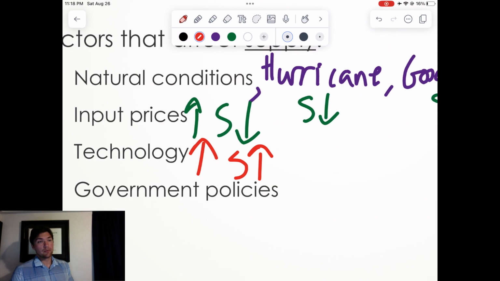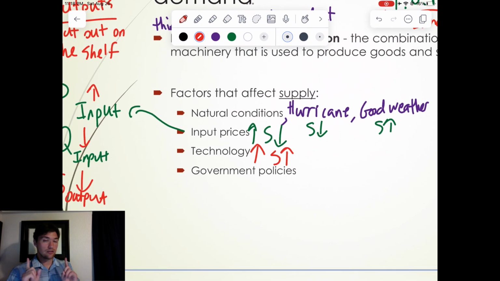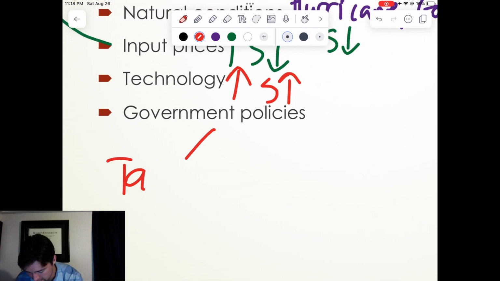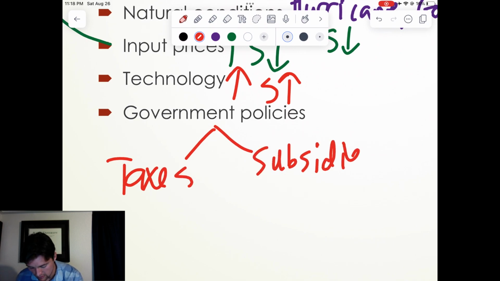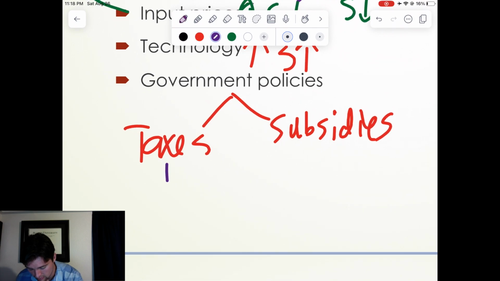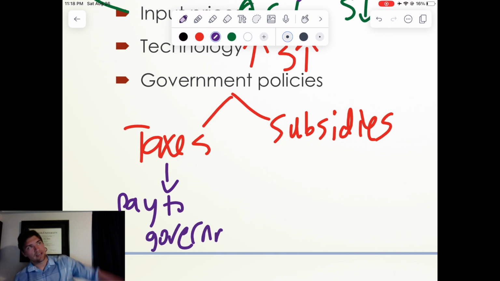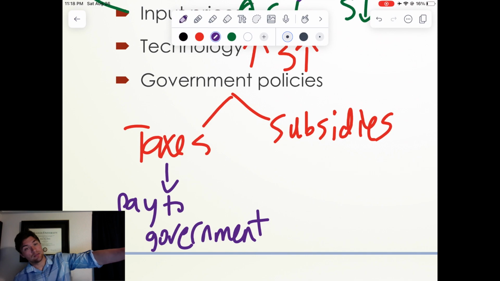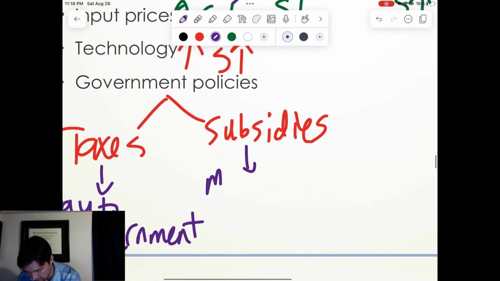Now, government policies usually fall into two categories. They're either going to be taxes or they're going to be subsidies. Taxes, most people know, is when you pay to the government. So guess what a subsidy is? If taxes are paying to the government, a subsidy has to be money coming in. So money from the government.